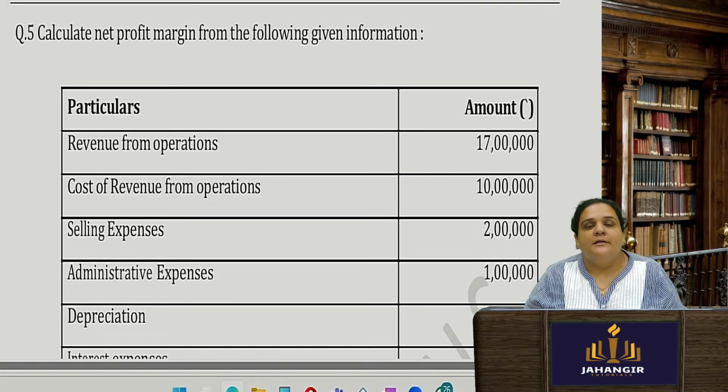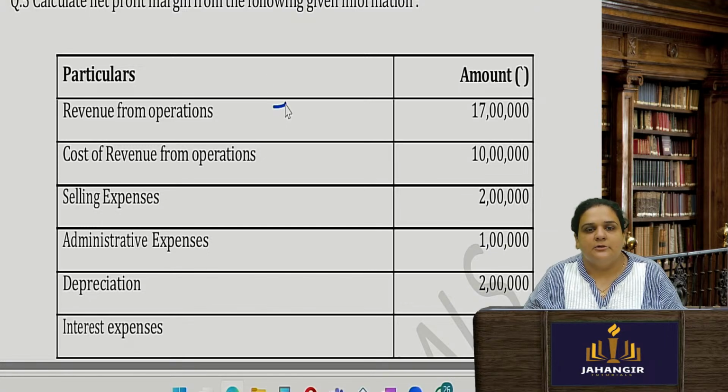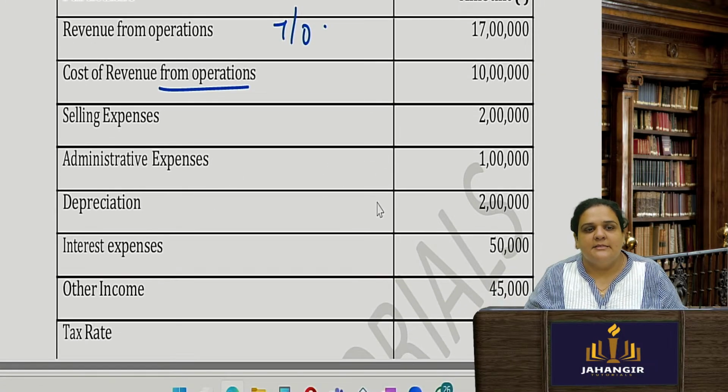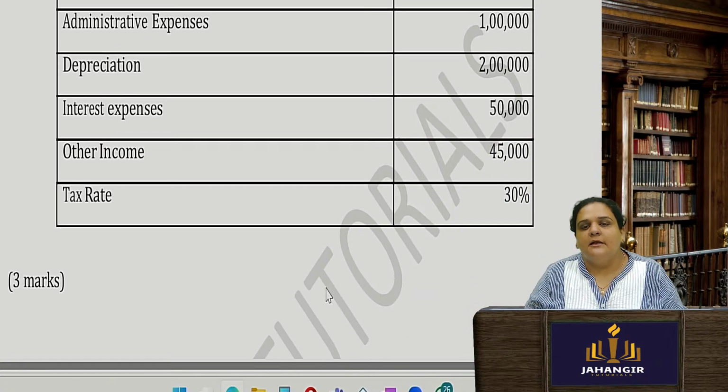Calculate net profit margin from the given information. Revenue from operations, that is sales, turnover. Cost of operations 10 lakhs. Selling expenses, administrative expenses, depreciation, interest, other income and tax rate is 30%.